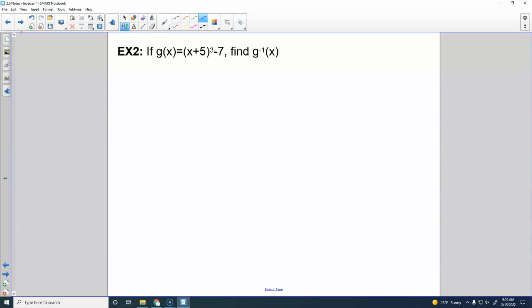Okay, here is our next one. We got g of x equals (x plus 5) to the third minus 7. And we're supposed to find g inverse of x. So we're going to just switch our x and y's. So we're going to have x equals (y plus 5) cubed minus 7. And so we've got to get that y all by itself, which means we want to start furthest away from the y over here.